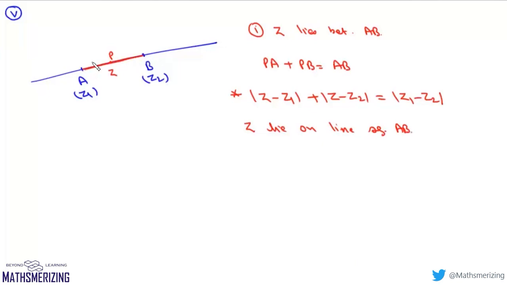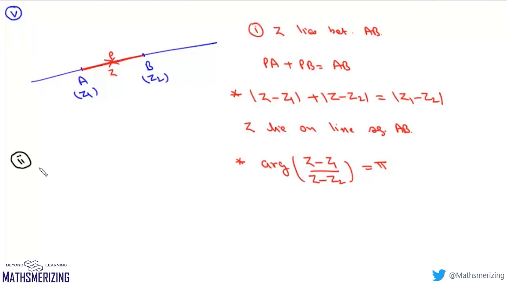Now another way to write it is in terms of its argument. This is z minus z1 and this is z minus z2. So if we write argument of z minus z1 upon z minus z2 is pi, then also this z will lie on this line segment AB.